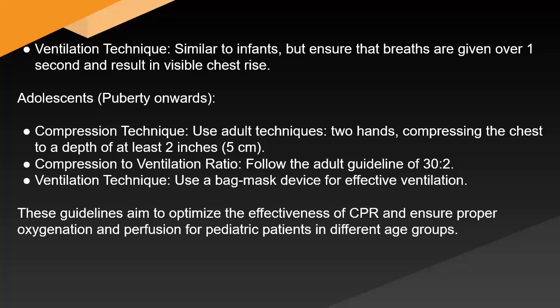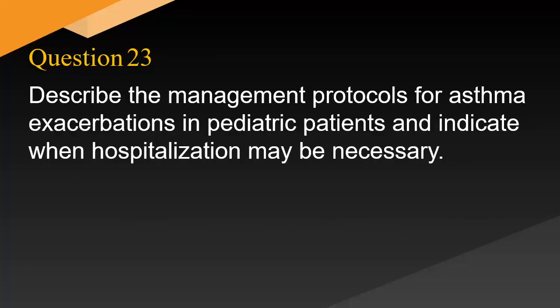Adolescents, puberty onwards. Compression technique: use adult techniques. 2 hands compressing the chest to a depth of at least 2 inches, 5 centimeters. Compression to ventilation ratio: follow the adult guideline of 30-to-2. Ventilation technique: use a bag mask device for effective ventilation. These guidelines aim to optimize the effectiveness of CPR and ensure proper oxygenation and perfusion for pediatric patients in different age groups. Describe the management protocols for asthma exacerbations in pediatric patients and indicate when hospitalization may be necessary.